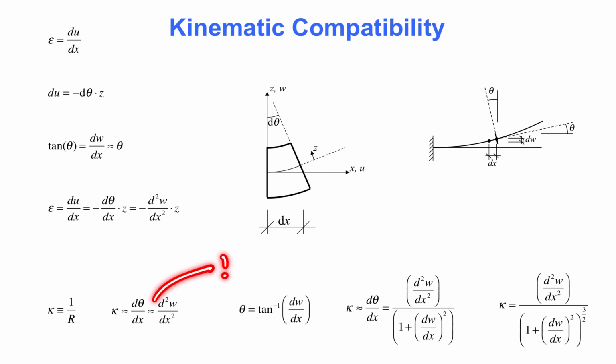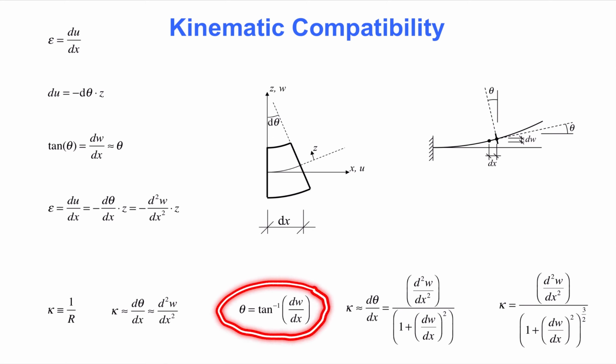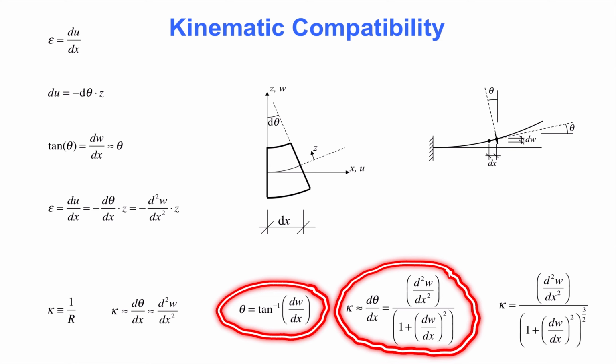If we avoid that approximation, then the rotation, theta, involves the inverse tangent function, as shown here. If this expression was utilized in the derivations above, then the differentiation of the inverse tan function yields the fraction shown here. This curvature expression reduces to the one used earlier in this slide when the slope dw over dx is small.